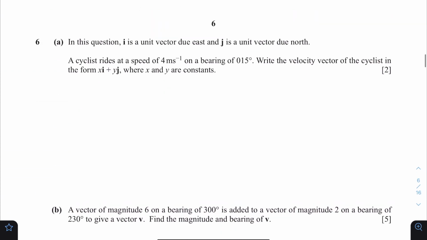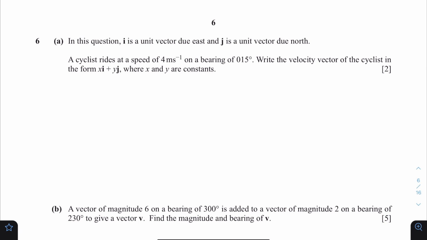All right, so question 6, part A. In this question, i is a unit vector due east and j is a unit vector due north. A cyclist rides at a speed of 4 meters per second on a bearing of 15 degrees. I'm just already going to draw that bearing. So if north, a bearing of 15 degrees is here. And it's a speed of 4 meters per second, so I'm just going to write that here. Write the velocity vector of the cyclist in the form xi plus yj, where x and y are constants.